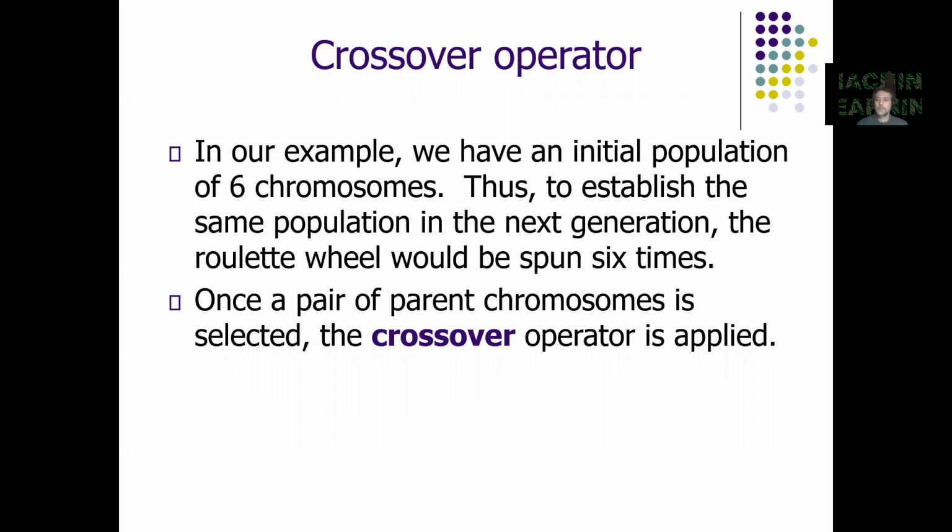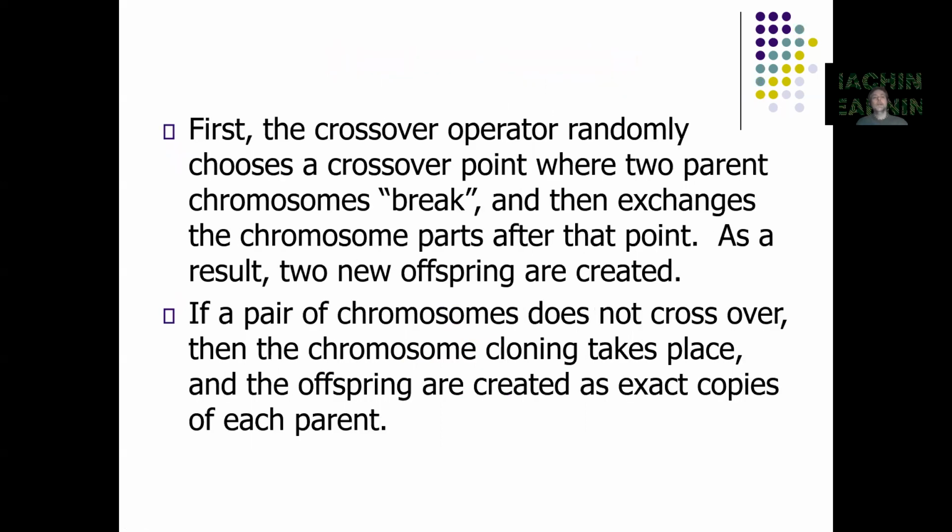parents for reproduction. Okay. Once a pair of parents is selected, we apply crossover. And the crossover is randomly applied according to the point that we are going to select, and then the parents exchange chromosomes after that point, and they produce 2 new offspring.